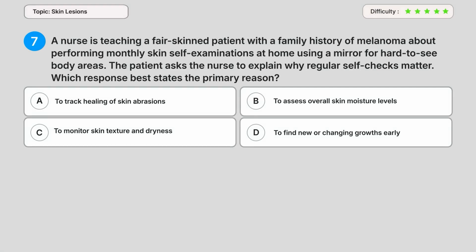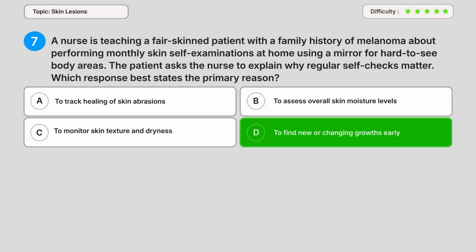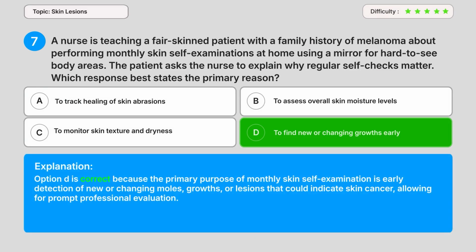Correct answer. D. To find new or changing growths early. Explanation. Option D is correct because the primary purpose of monthly skin self-examination is early detection of new or changing moles, growths, or lesions that could indicate skin cancer, allowing for prompt professional evaluation.